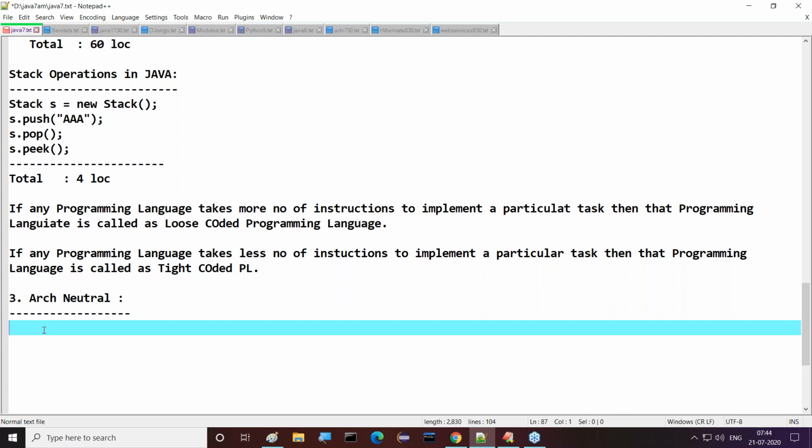Similarly, Sun Microsystems wants to prepare their new programming language without having any dependency on the hardware system. Guys, all of you observe this clearly now. Sun Microsystems wants to prepare their new programming language without any dependency on hardware. It must be available to every hardware system, or simply speaking, it must be available to every processor.